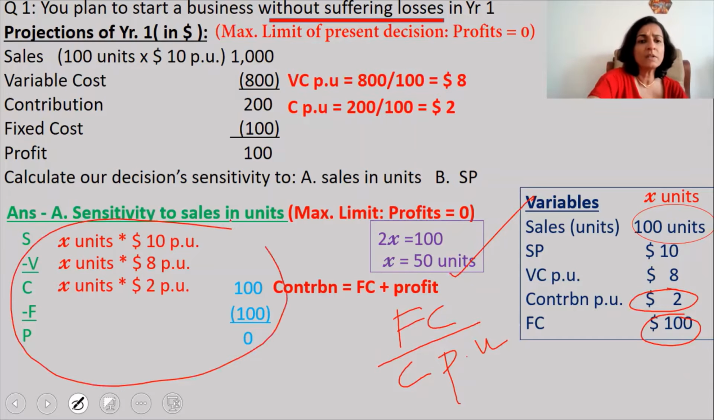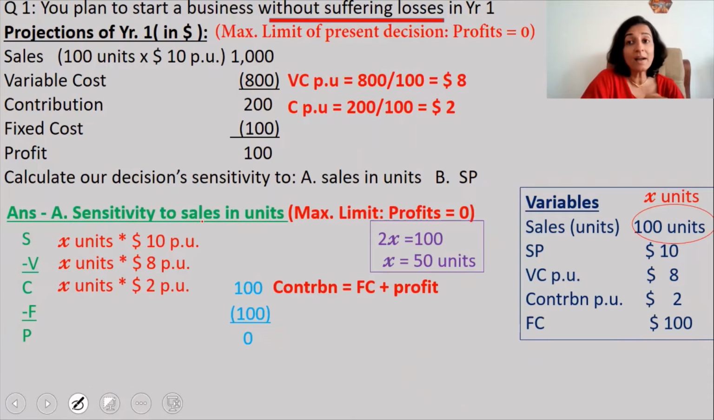So why draw all these formats? You might be wondering. But why I drew this format is because sensitivity analysis may be asked not only for sales in units. It might be asked for selling price. It might be asked for variable cost. It might be asked for fixed cost. So this format will help you at that time. If it is only sales in units, agreed. You can go in for that direct formula, find out the break-even point in units, fixed cost divided by contribution per unit. Agreed. Otherwise, this format will help you.